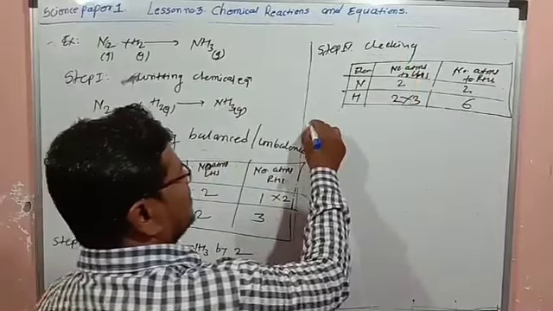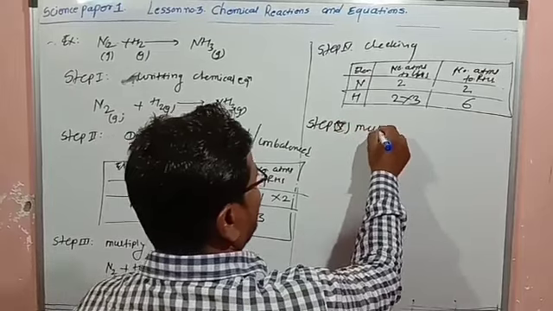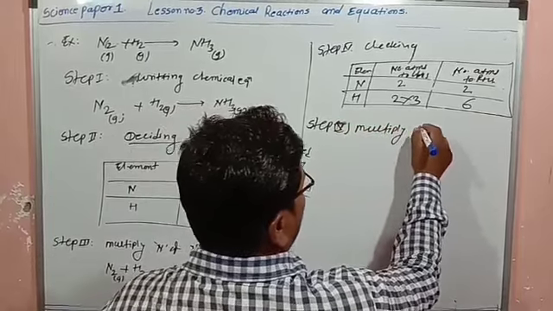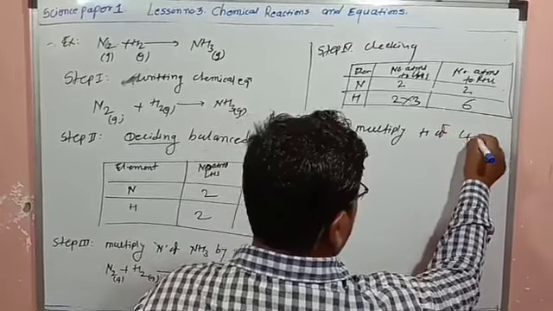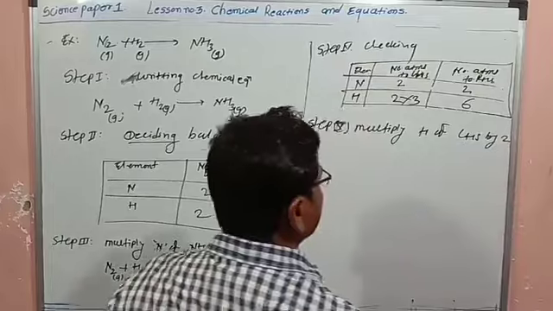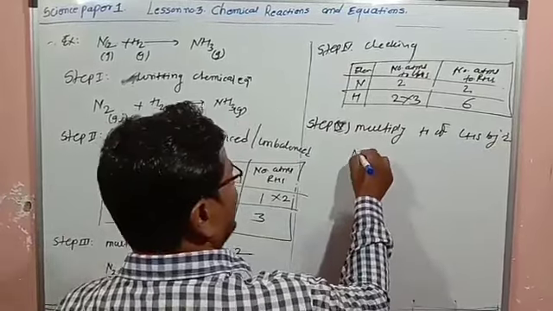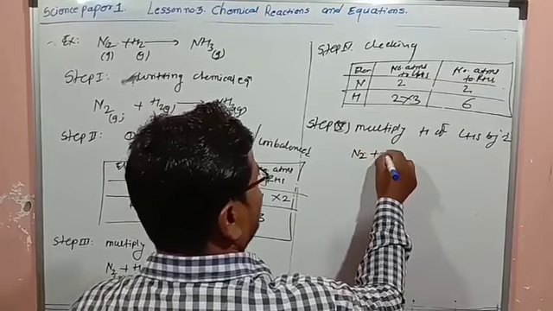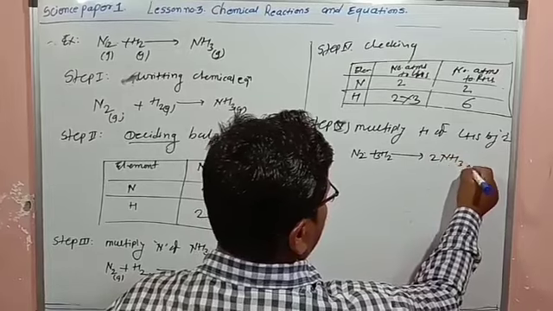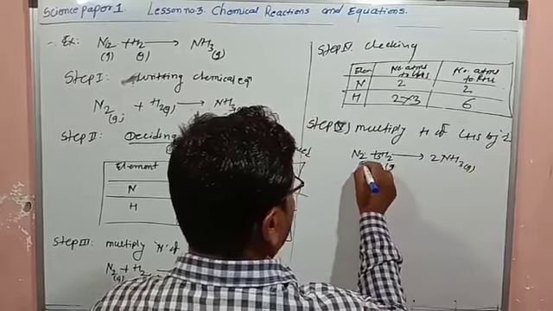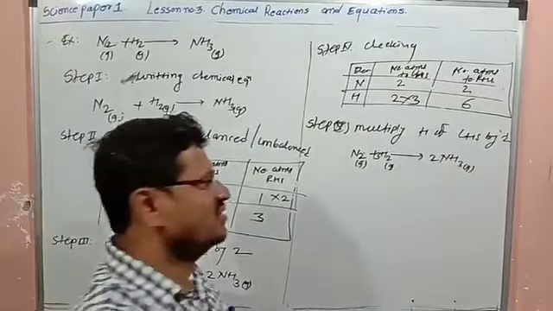So the next step is step number 5: multiply hydrogen of LHS by the factor 2. So the equation will become N2 plus 3H2 gives 2NH3, all gaseous. After this also you have to check whether it is balanced or unbalanced.